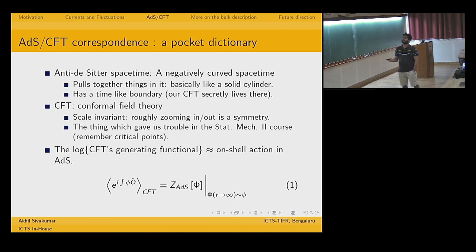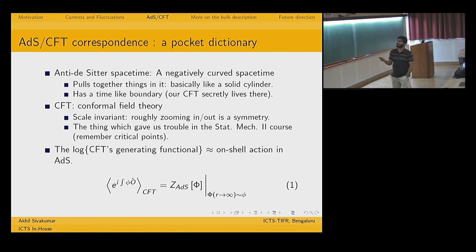So anti-de Sitter spacetime is a negatively curved spacetime. It pulls together things in it. It's basically like a solid cylinder. Objects and things living in the spacetime are basically going to think they are in a box. It has a time-like boundary, which is important for us because our CFT secretly lives there.